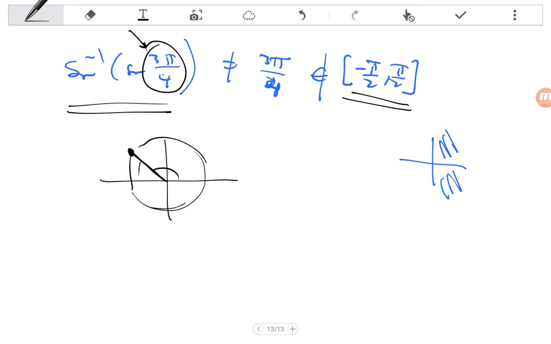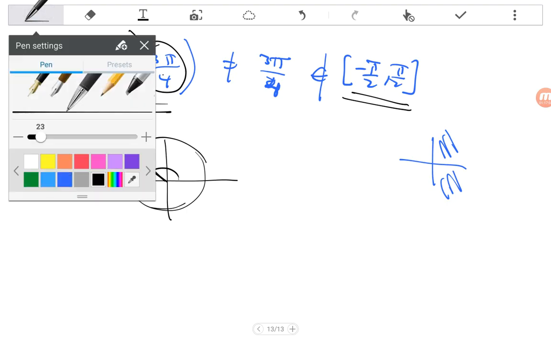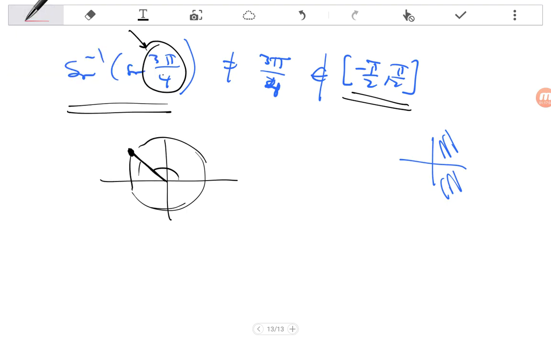Okay? I just need to find another equivalent angle which belongs to either the first quadrant or the fourth quadrant, but has the same sine value, which means the same y coordinate. Which angle does have the same y coordinate, but in the first or the fourth quadrant?